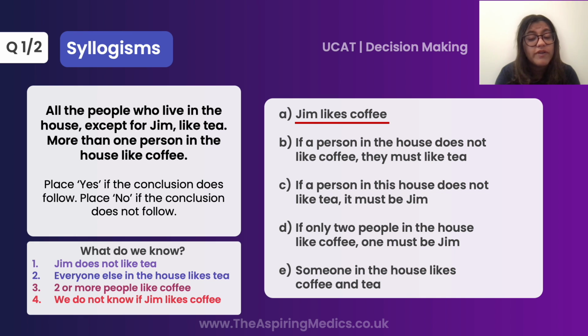So, Jim likes coffee? No, we're not sure of that. In this question, a yes is when you're sure of something, a no is either if that's false or if you're not sure of what the answer is. And we don't know what Jim likes, so this would be false.